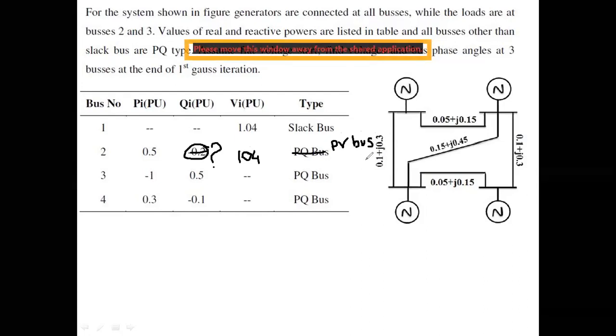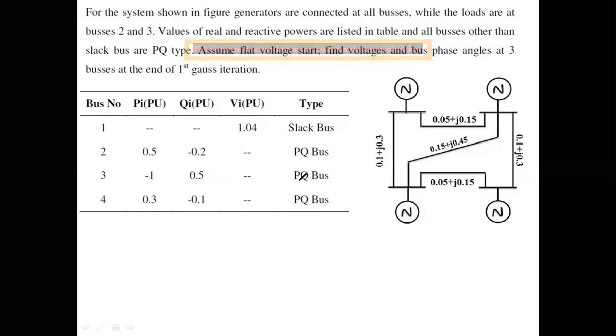Now what are you asked to determine? Q2, delta 2, V3, V4. So what about Q2 and what about delta 2? Those are the points you need to discuss while doing the solution for this problem, right? Now we will do the solution for this one.